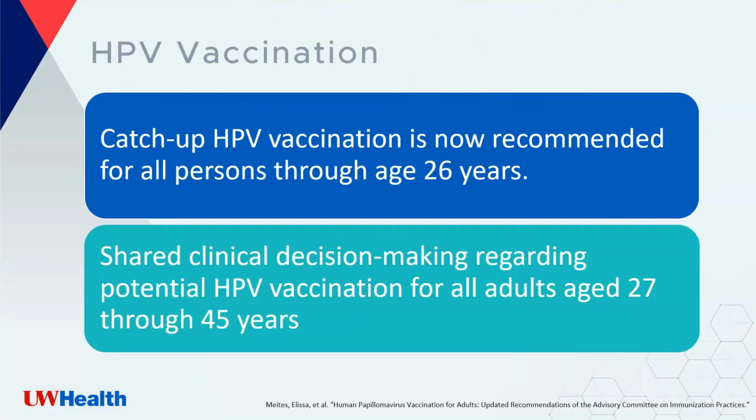All right, and then to wrap up, the ACIP, which is the Advisory Committee on Immunization Practices, now does recommend catch-up vaccines for patients over the age of 26 and up to the age of 45. In October 2018, the Food and Drug Administration expanded the approval range for these HPV vaccines through 45 for both men and women. And this is based on clinical decision making, regardless of potential HPV vaccinations prior to those age groups.